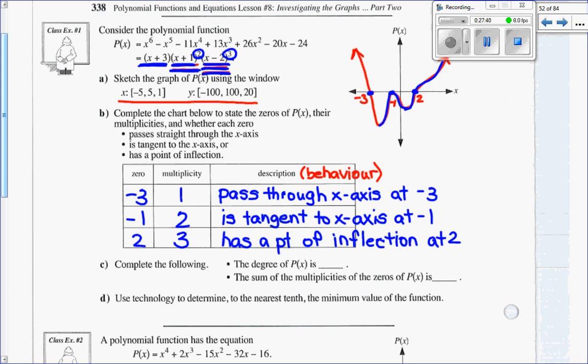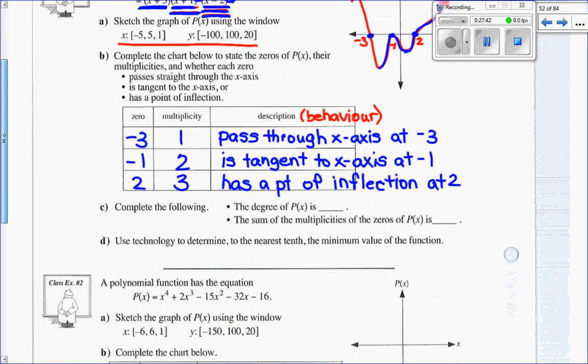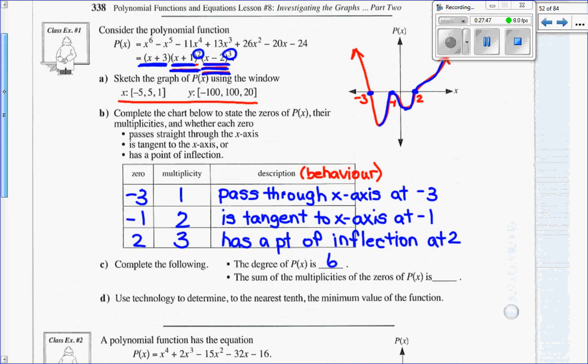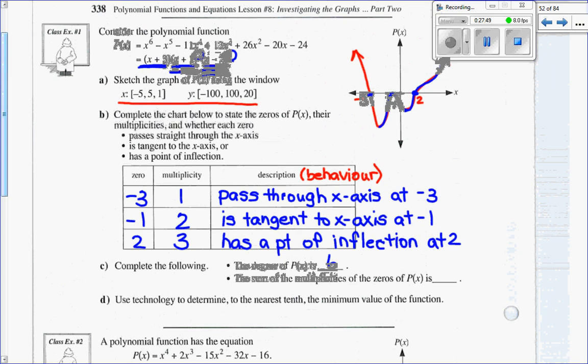Okay, now the degree of this polynomial is degree 6, right? We looked at that earlier, and we saw that that was the highest power in this equation, so that is our leading term. And so that tells us what the degree is of this polynomial function.